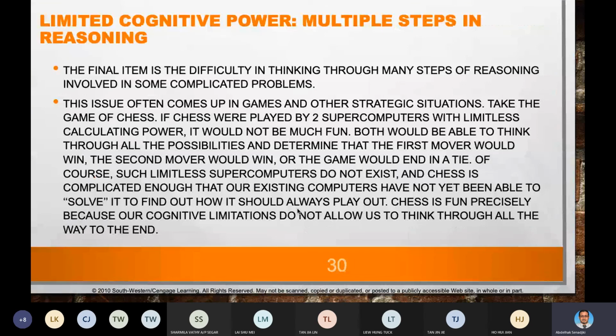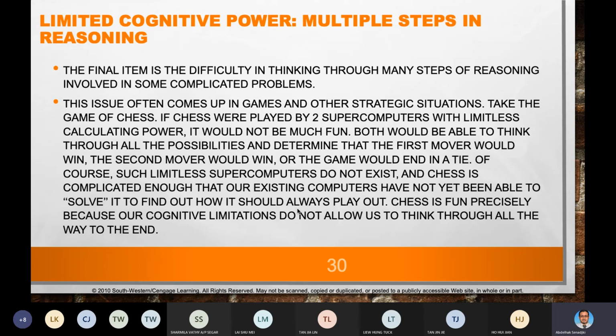So the final item is the difficulty in thinking through many steps of reasoning involved in some complicated problems. This issue often comes up in games and other strategy situations. For example, take the game of chess. If chess were played by two supercomputers with limitless calculation power, it would not be that much fun, because the computers have superpower, so they might keep playing maybe forever. Both would be able to think through all the possibilities and determine that the first move would win, the second move would win, or the game would end up in a tie.